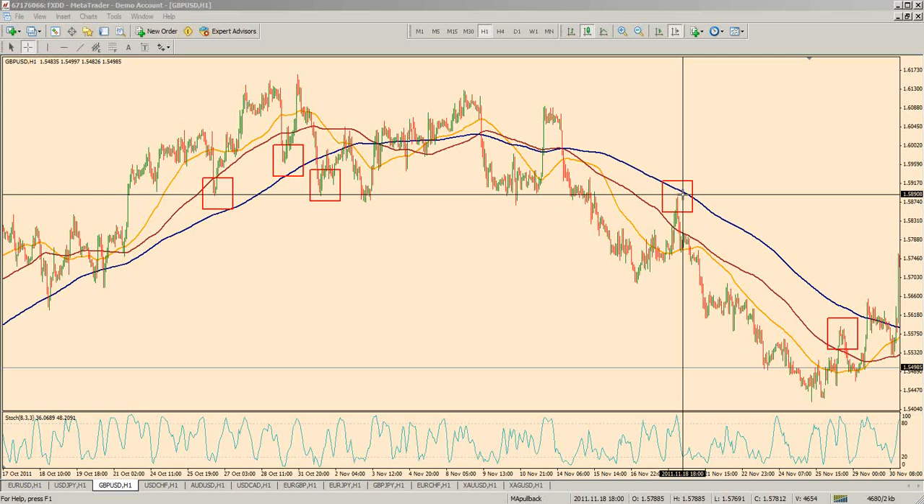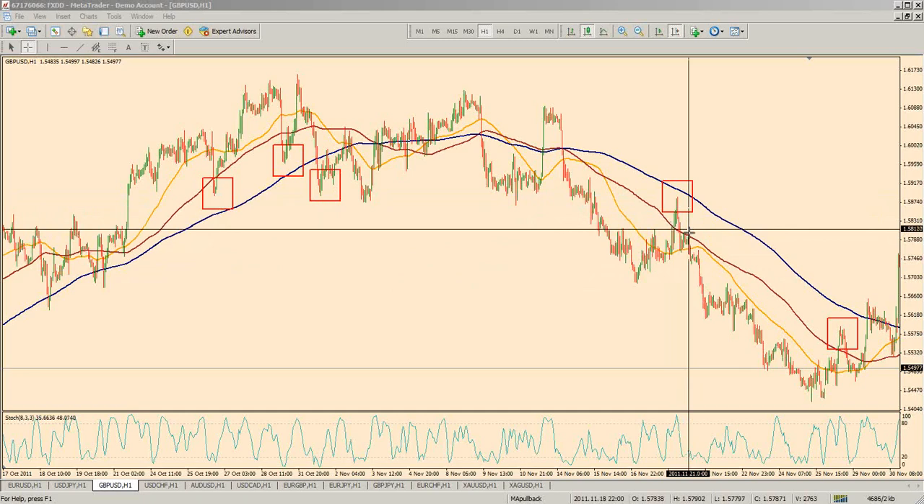So, let's say I set it at 2-1. My reward or my profit will be twice my risk. Okay, so let's say I have that. Well, we have a lot more here. If you take a look here, if you went short here, we have a lot more than two times here.